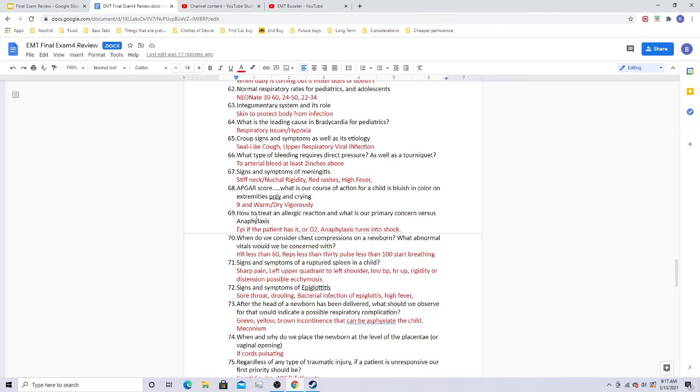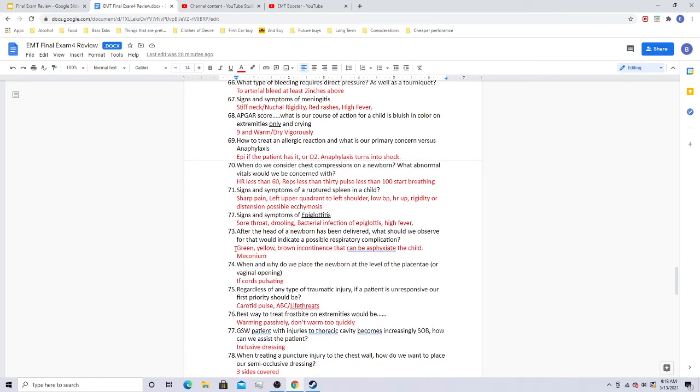Signs and symptoms of a ruptured spleen in a child: sharp pain, left upper quadrant to the left shoulder, low blood pressure, high heart rate, rigidity or distension, possible ecchymosis. Signs and symptoms of epiglottitis: that's inflammation of the epiglottis, sore throat, drooling, bacterial infection of the epiglottis, high-grade fever.